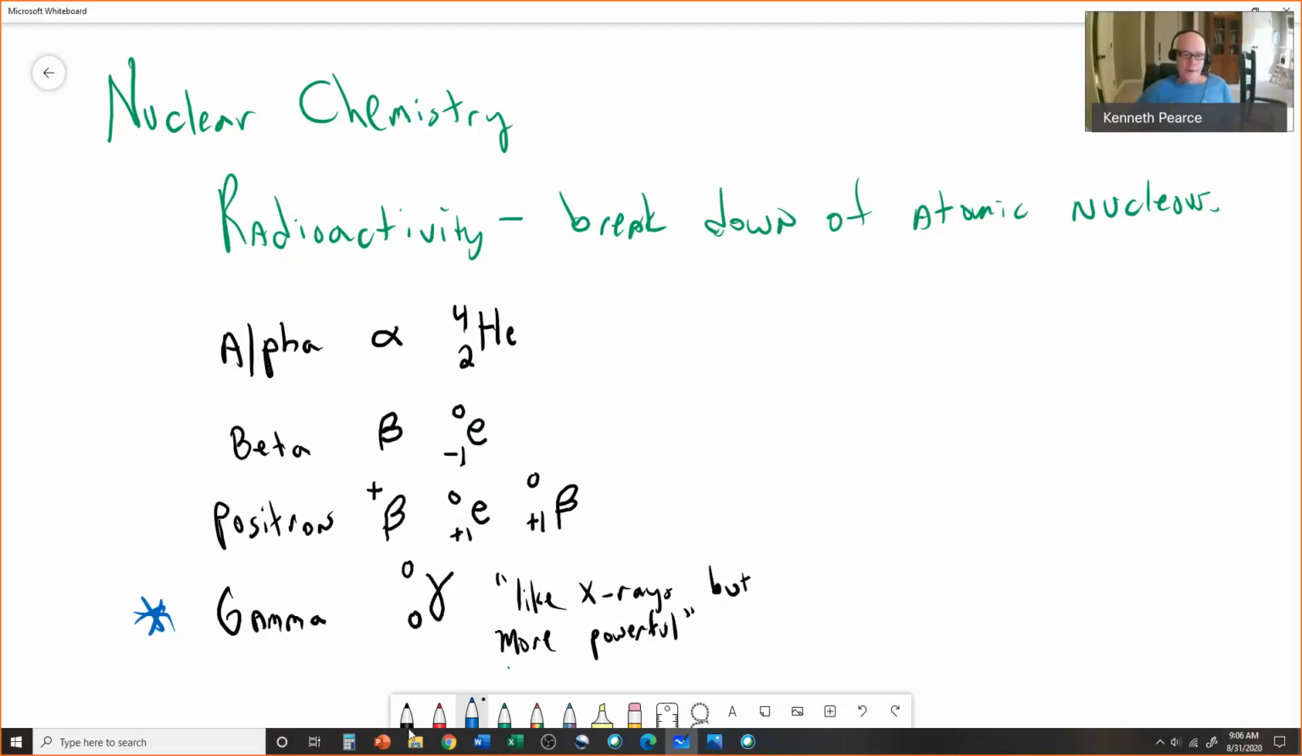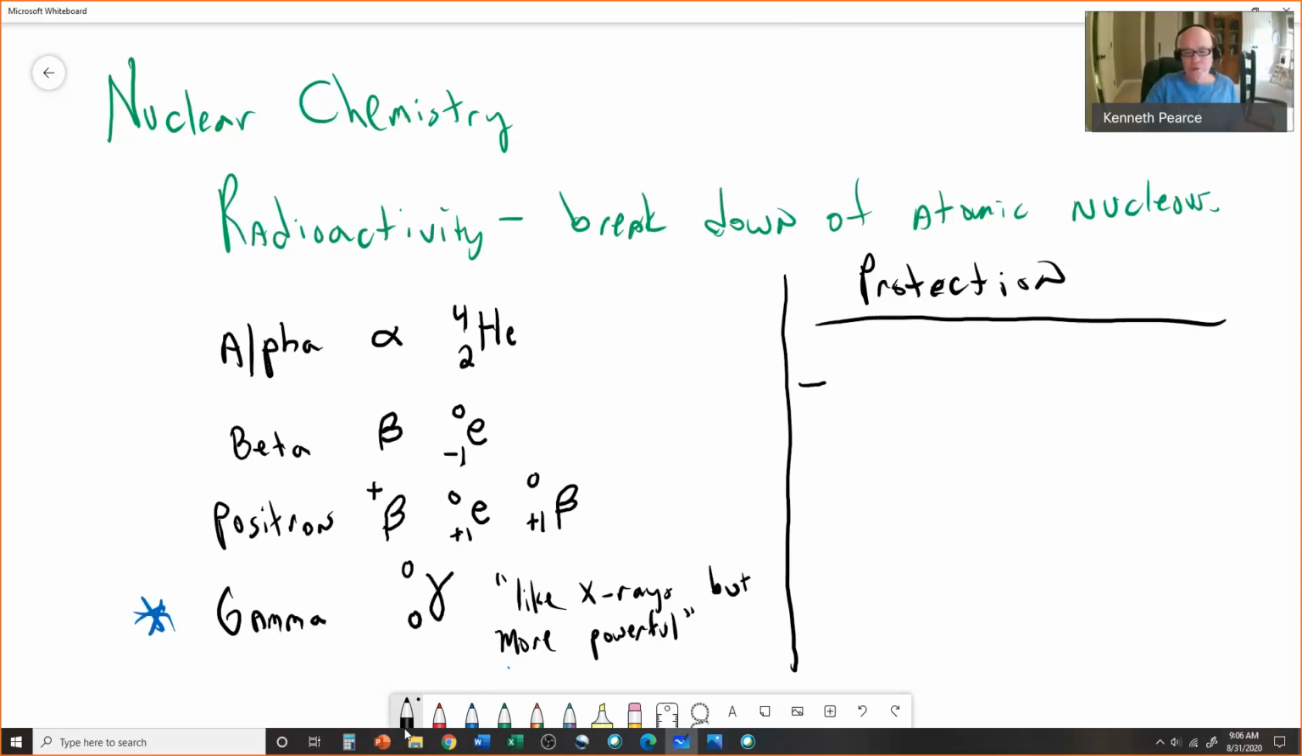Okay? And so when we have these particles and we're producing radioactive decay, we need to be able to protect ourselves from radiation. And there's 3 different ways of protecting yourself from radiation, and we have to memorize this. So everything on here you need to make flashcards for and memorize them. So protection. What do we do to protect ourselves? Well, the first thing that we can do is shielding. And that means to put something between you and it.